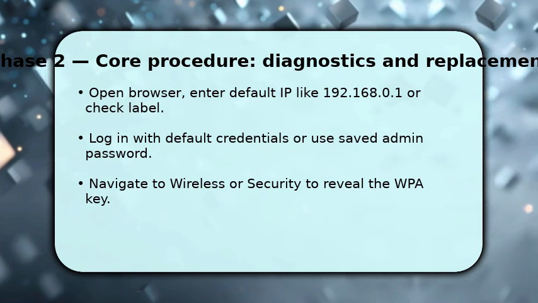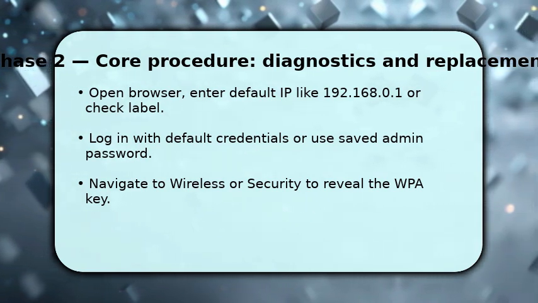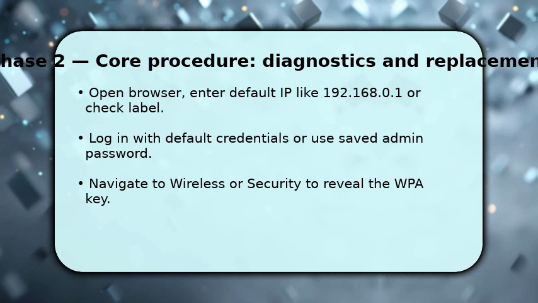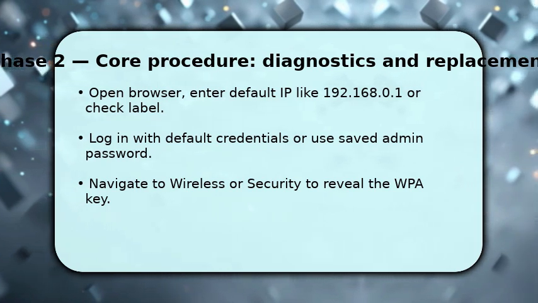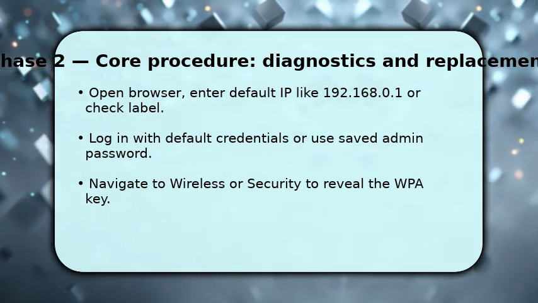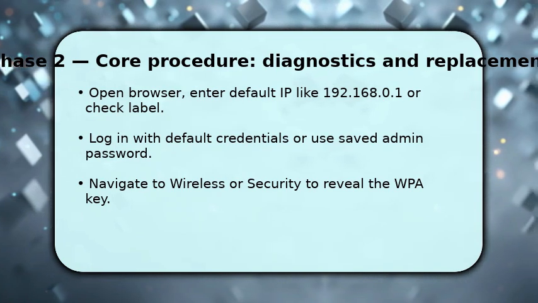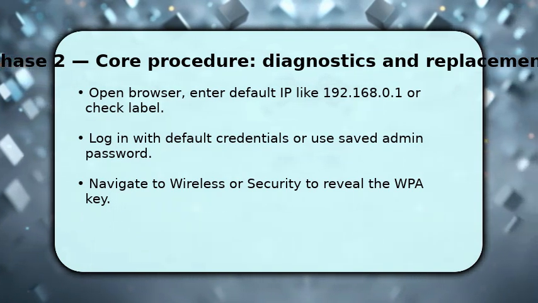Once inside, go to Wireless or Security Settings and look for the WPA passphrase or network key field. That value is the repeater's Wi-Fi password. Copy it exactly, including case and symbols.